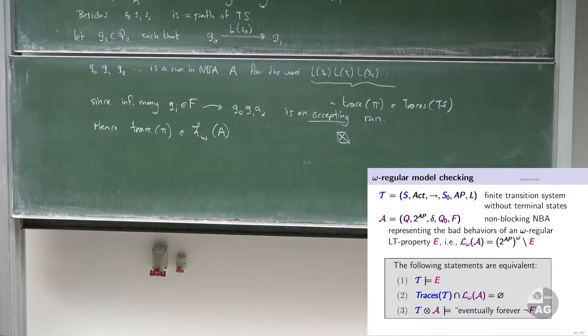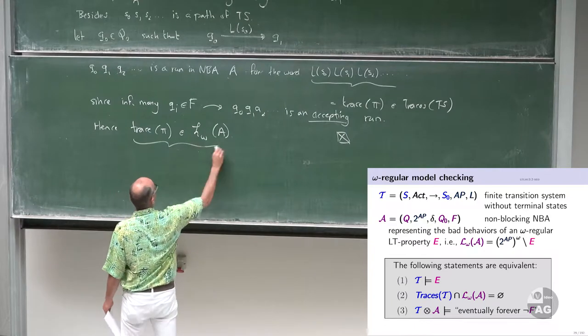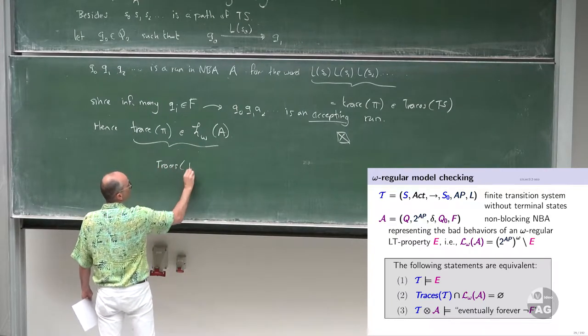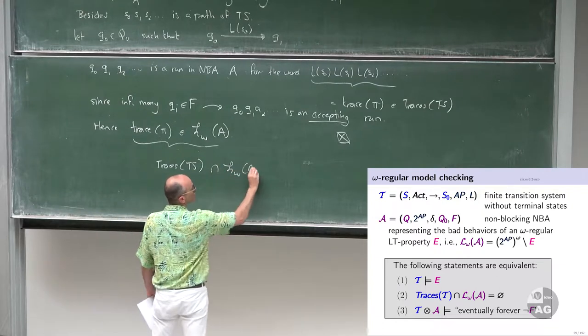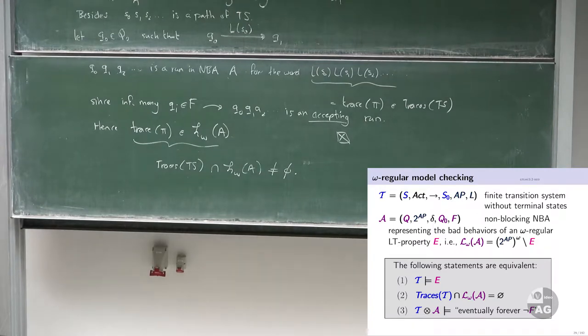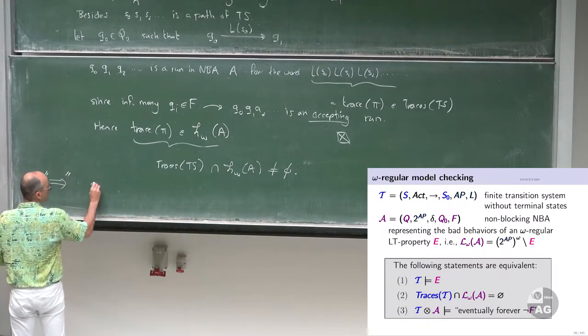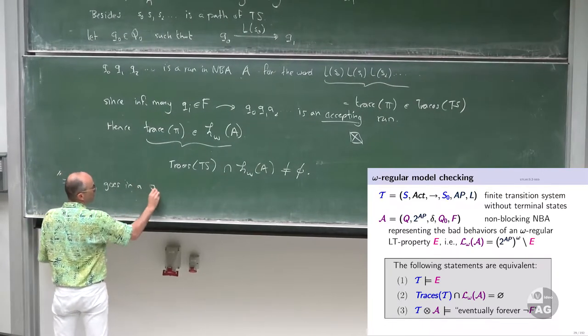Good. So what you see is that we start with a negation, we assume that the product violates this property, and then we argue that actually the intersection is not empty, because from this, of course, it follows that the traces of TS intersected with this A is non-empty. The reasoning the other way around is actually very similar, so I would like to avoid this. So this proof goes in a similar way.